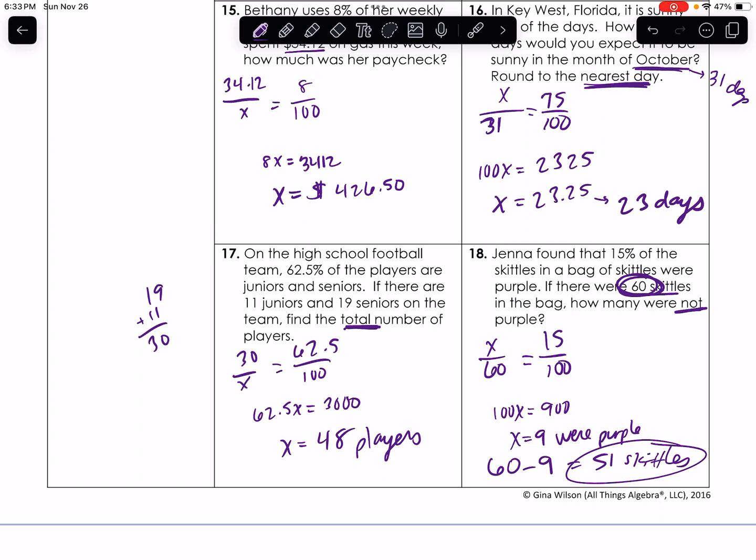Okay, the other thing you could have done, and I'll set it up, you could have done the 85% over 100 because only 15% were, so that means 85% were not purple. So that was your other route you could have taken.